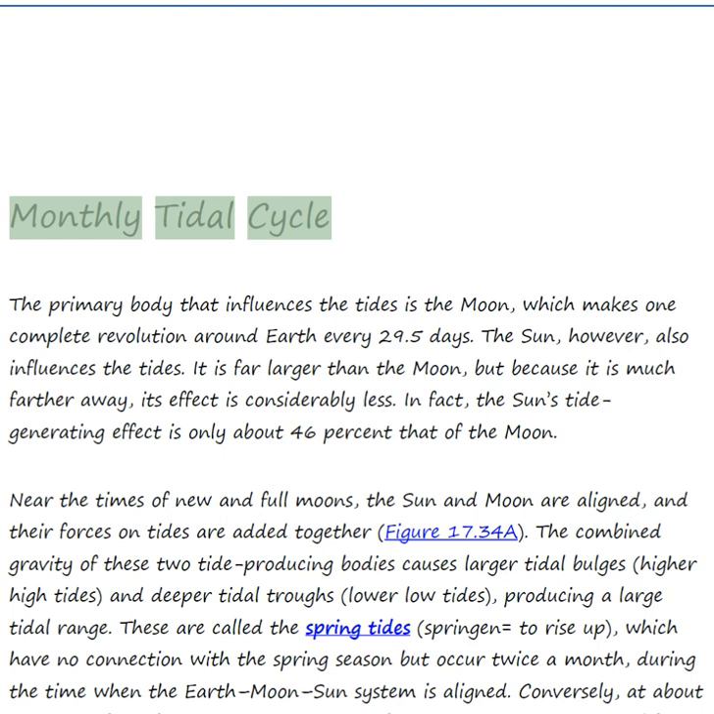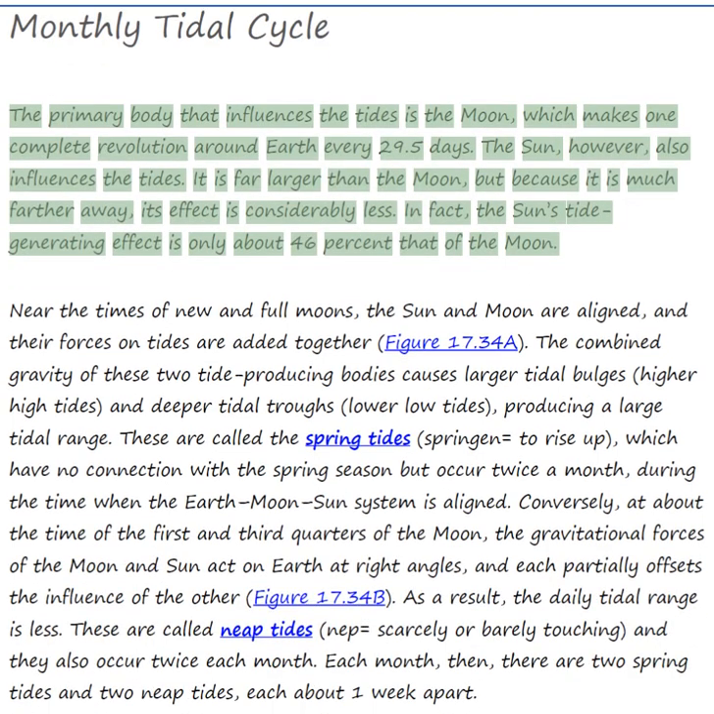Monthly tidal cycle. The primary body that influences the tides is the Moon, which makes one complete revolution around Earth every 29.5 days. The Sun, however, also influences the tides. It is far larger than the Moon, but because it is much farther away, its effect is considerably less. In fact, the Sun's tide-generating effect is only about 46% that of the Moon.